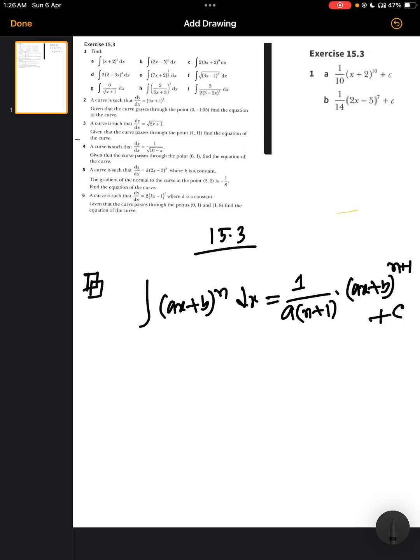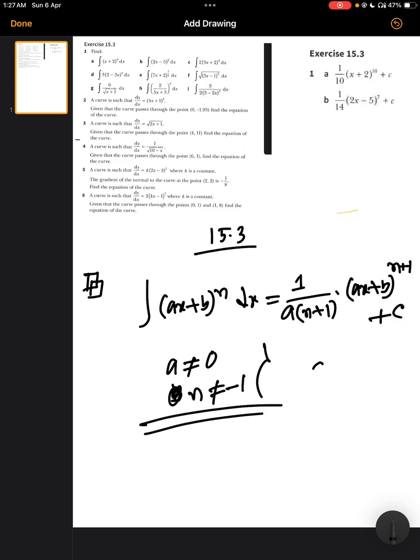Okay, here are some conditions. a should not be equal to 0 and n should not be equal to -1. These are the conditions. So a cannot be 0 and n cannot be -1.